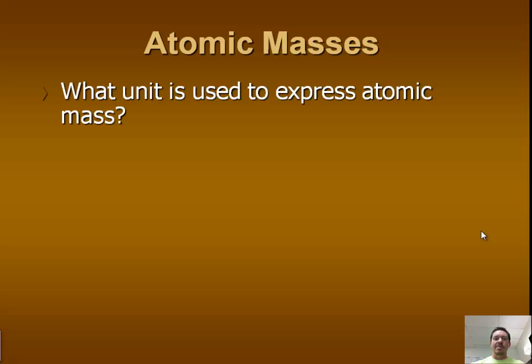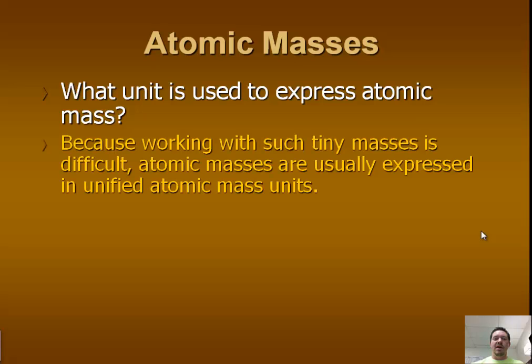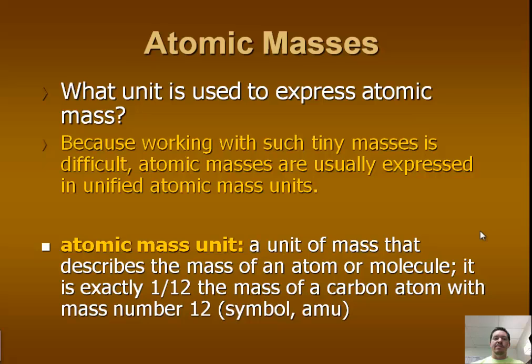So a little bit more on atomic masses. What unit is used to express atomic mass? Because working with such tiny masses is difficult, they are usually expressed in what we call unified atomic mass units, or just simply atomic mass units. We define the atomic mass unit as a unit of mass that describes the mass of an atom or molecule. It further defines the atomic mass unit as exactly 1/12 the mass of a carbon atom with a mass of 12 atomic mass units.